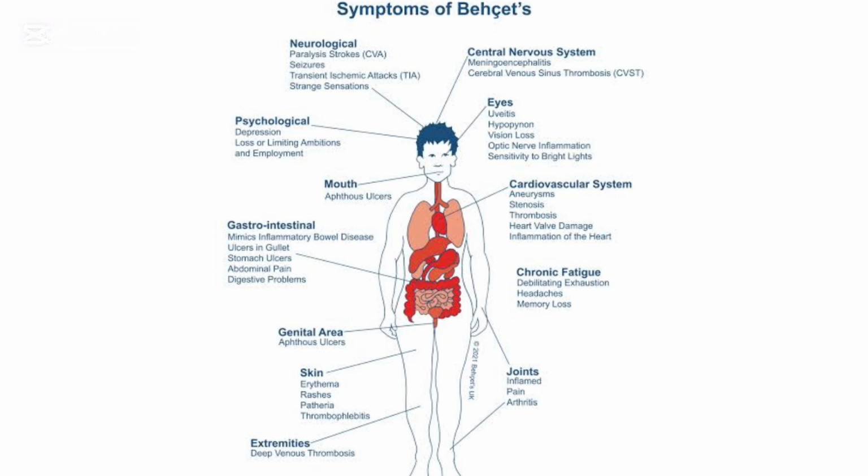For mucocutaneous involvement and joint involvement, we can use topical steroid. For oral ulcer, we can use topical steroid, triamcinolone cream. Colchicine can be used as first line for mucocutaneous and joint involvement.